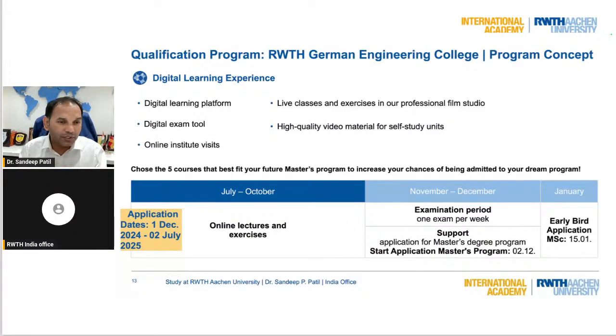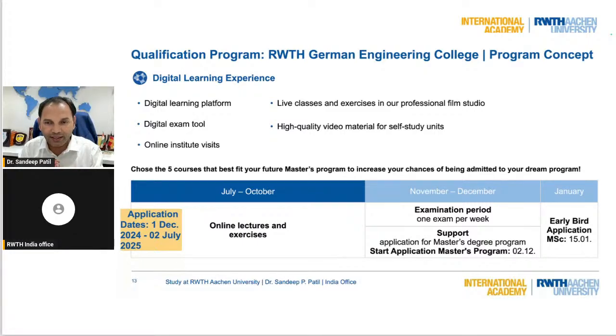During the preparation itself, the live lectures and live exercises from July till October, every course will be like a blocked course, like an intensive course. Once the course starts, it will be finished in 1 week or 2 weeks. Then once this course is finished, another course will start. So it's an intensive course which is going to happen in 1 week or 2 weeks.